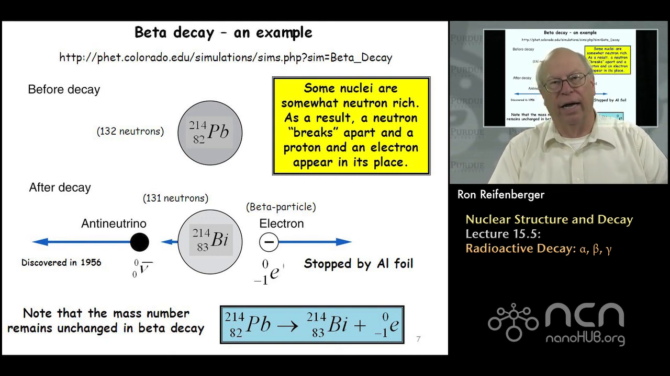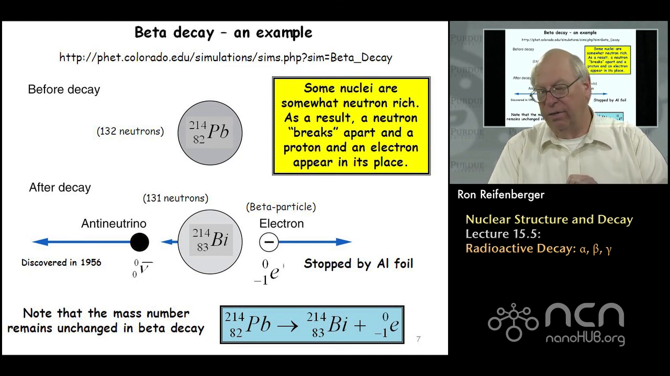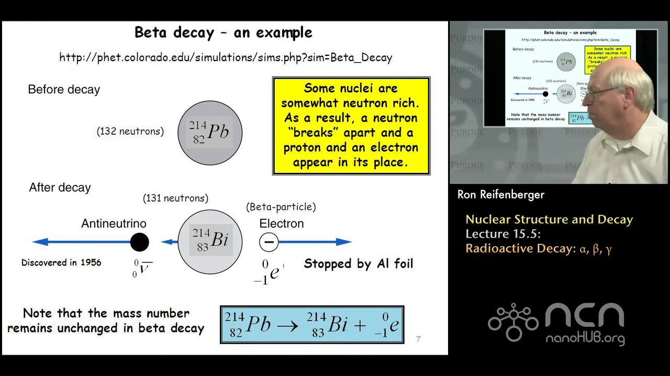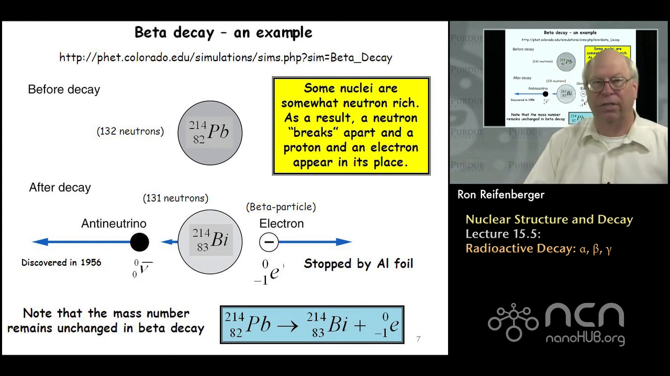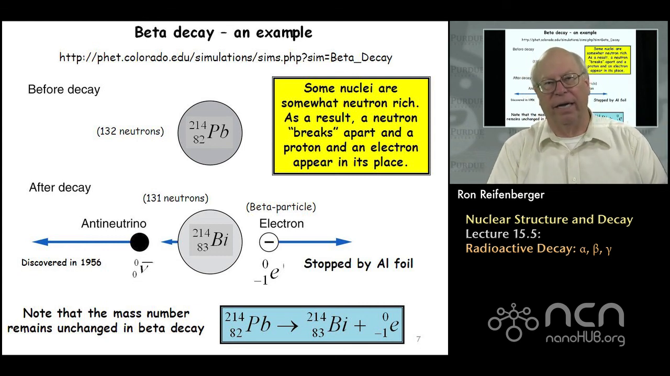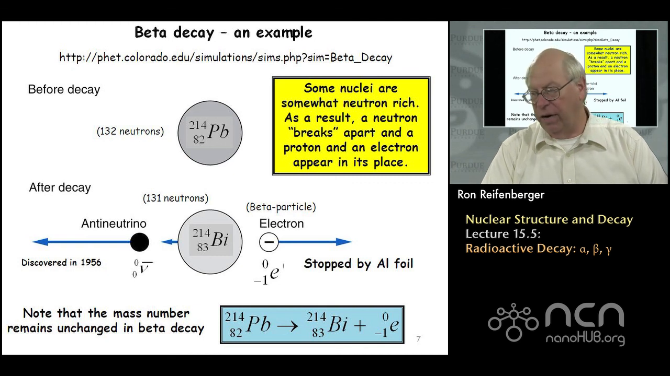You can do energetics of that process just like we did for alphas. So for instance, if you want to know roughly how much energy is carried away by the electron, you can calculate the Q factor of this reaction, and you can use that to estimate the maximum energy that this electron that's ejected from the nucleus carries away.